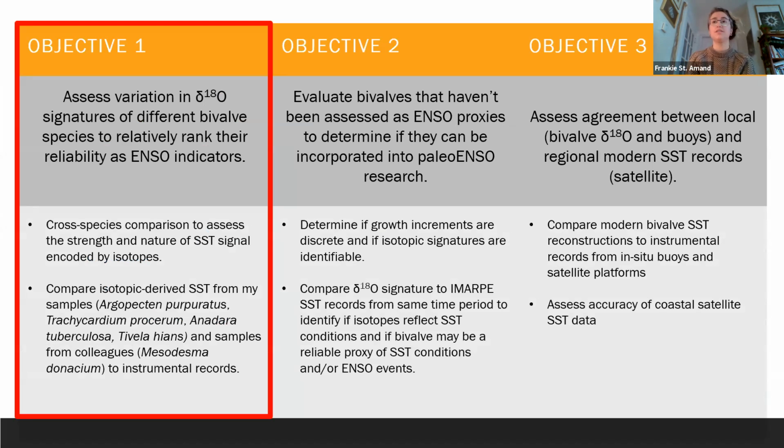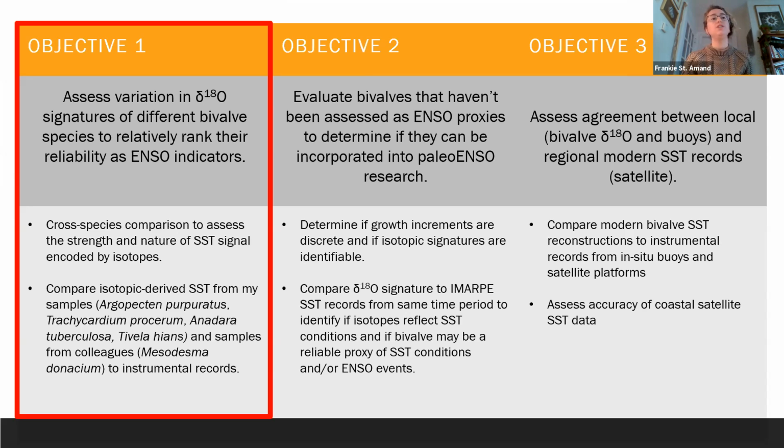So my dissertation covers a number of topics. I'll talk briefly about each of my three primary objectives and give some background on where I'm at with my research. My first objective is to assess variation in the oxygen isotope ratios of oxygen 16 to 18, a value known as delta O18, of different bivalve species found along the coast of Peru, so I can try to relatively rank their reliability as ENSO indicators.